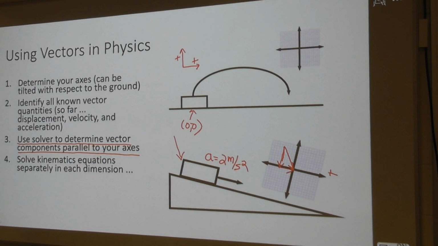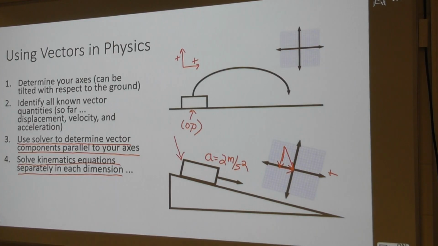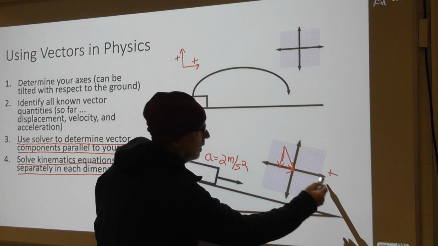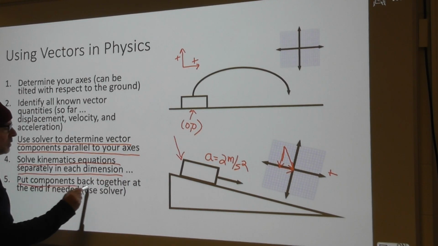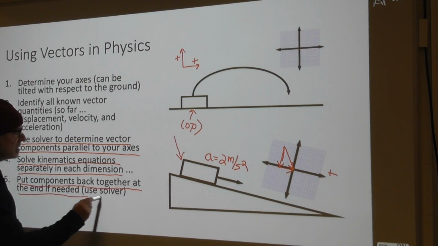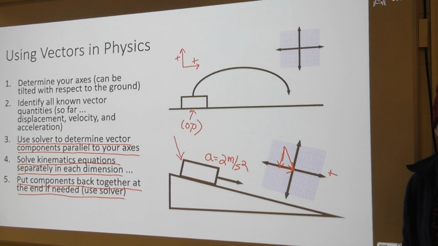And then, this is just for kinematics, we go back to our algorithm and we just solve the equations that we get. We're going to have two sets, one for our x-axis, one for our y-axis. For now, that's going to be vertical and horizontal, but down the road, it might be parallel and perpendicular to the surface of a ramp. And then sometimes, depending on the problem, we might need to use the solver to put some components back together to come up with some sort of an overall value. It's not always, but sometimes. Okay.